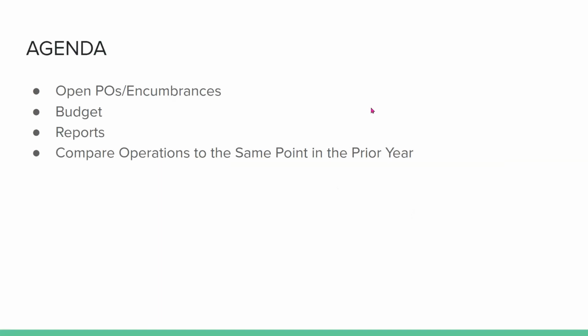Here's our agenda today. We'll go through open purchase orders and encumbrances. We'll go through the budget talk I want to have as it refers to the mid-year checkup. We'll look at some reports, and then a new report I made available in the last week about comparing our performance now to the same point last year.